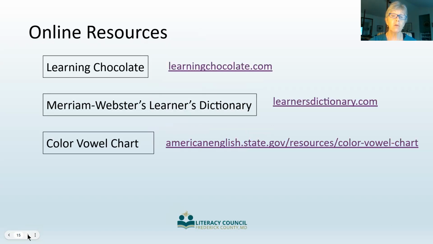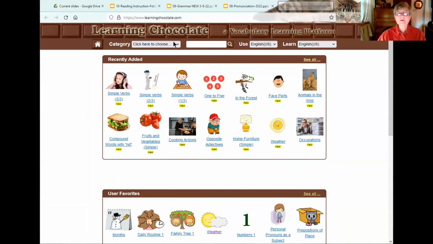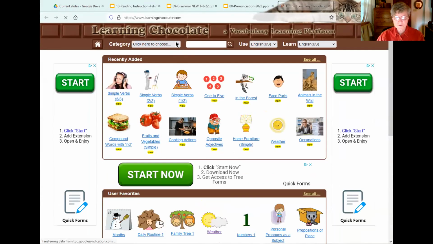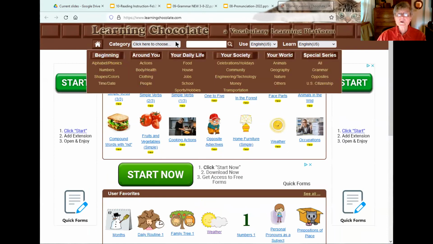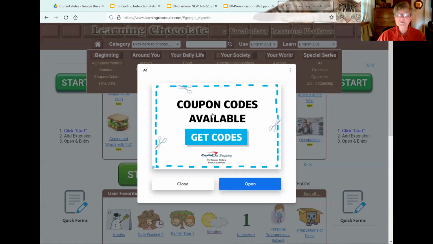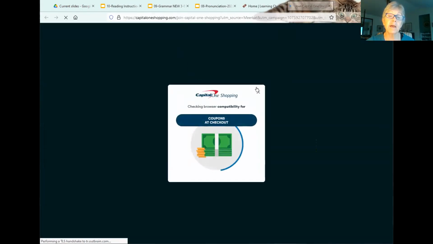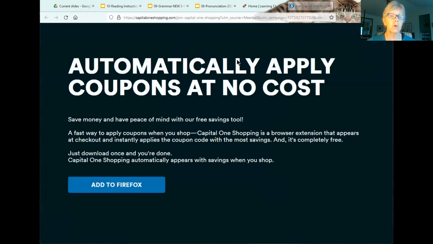So here are 3 great websites that are good for pronunciation. We're going to look at Learning Chocolate right now. And I'm going to, there we go. Okay, so I'm going to choose Jobs. So Learning Chocolate's excellent for students to hear how to pronounce words from their phone.